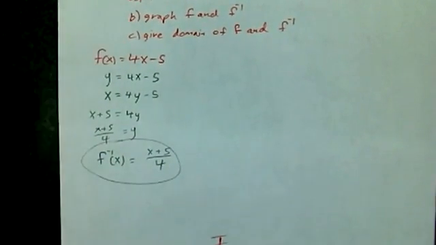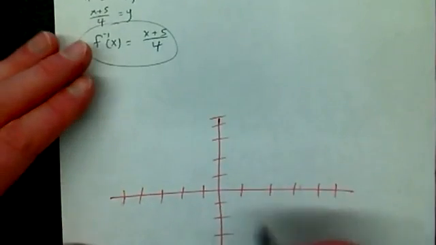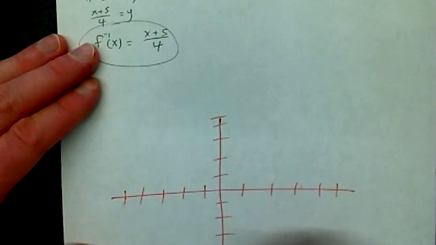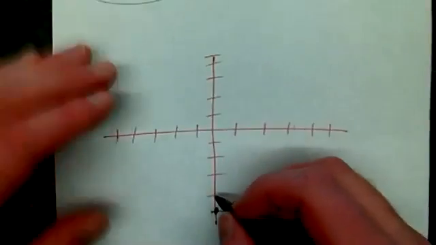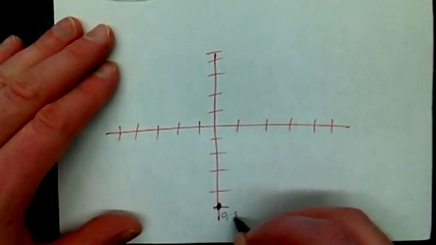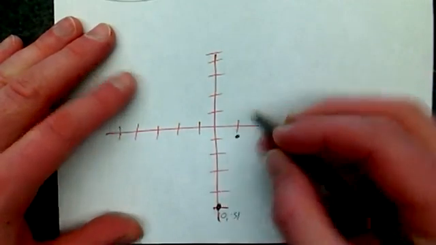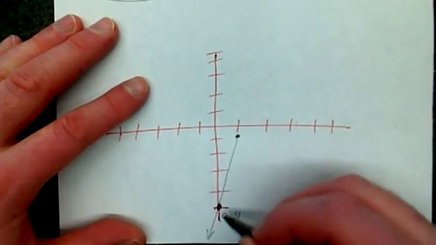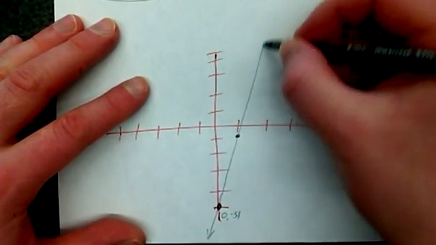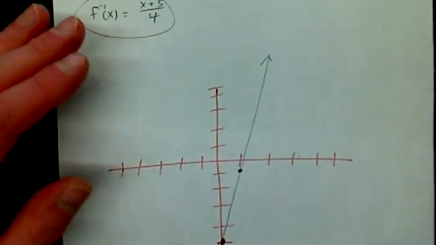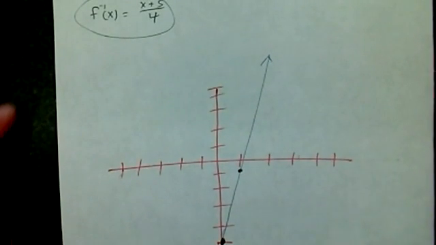Now it says graph f and f inverse. Well, f is pretty easy. 4x minus 5, I know what that looks like. It's right down here, (0, negative 5), and it has a slope of 4. So it goes kind of like this, okay? Keep in mind I can't draw perfectly.